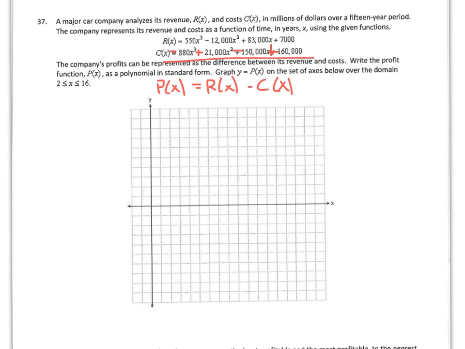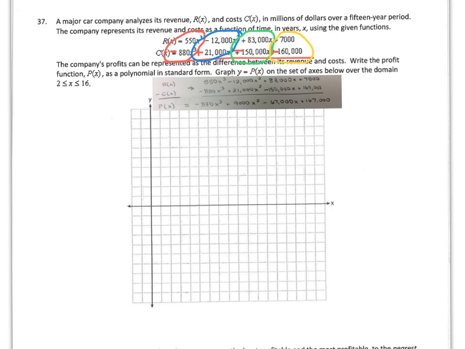And then all you have to do is really just combine your like terms. You can combine these first two terms. Then you can combine these next two terms. And then we can combine these terms with the x's on them. And then we could just combine the numerical terms at the end. Okay, and when we do that, you can see this is what we're left with.